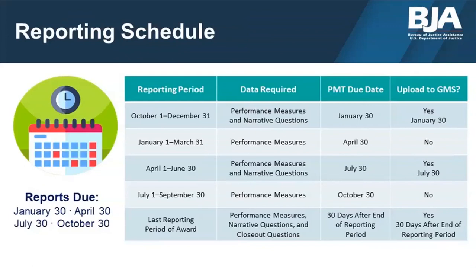This table outlines the type of data you'll be reporting each reporting period, when your reports are due in the PMT, and whether you also need to upload your reports to GMS. As you can see from the alternating values under the second column, you'll only report on the narrative questions in January, July, and during your last reporting period of grant activity, regardless of where that falls on the schedule.